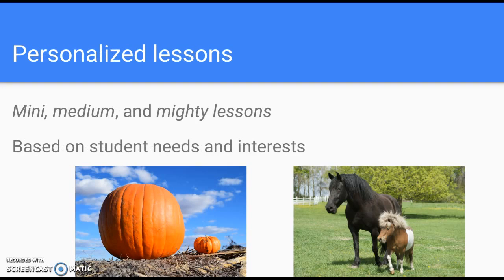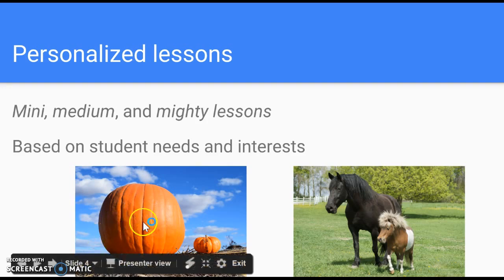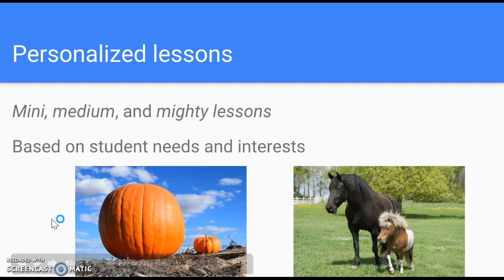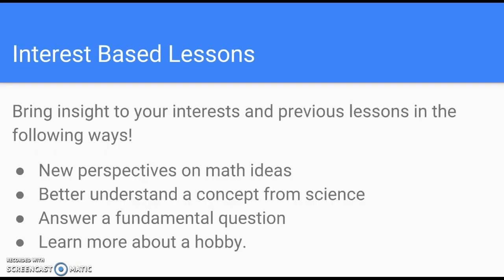All right, what's something new? Personalized lessons. So these are mini, medium, and mighty lessons, as we see here. I think we're missing the medium size, but you can see, some things are bigger, some things are smaller. You're obviously going to get a little more credit for participating in a larger lesson, and that's one of your alternative, optional ways of getting credit. Usually optional. Okay, and it's going to be based on either the student needs or your interests. We'll talk about that more in a wee bit.